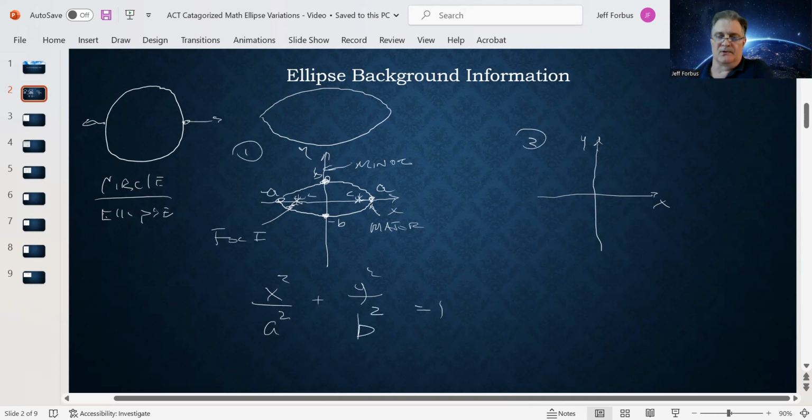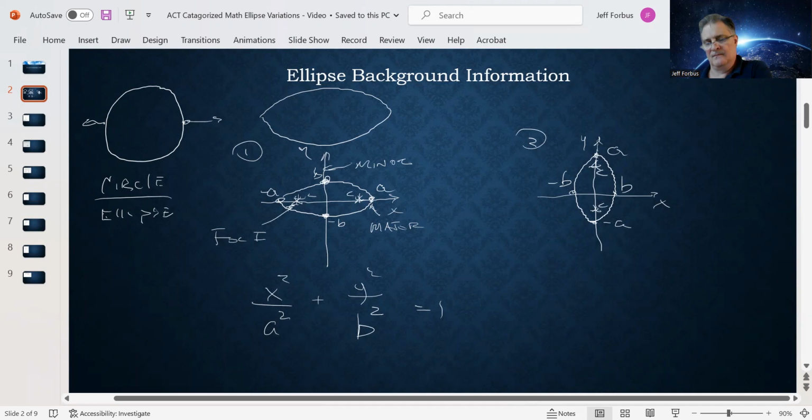Now what I'm going to do is I'm going to draw just the opposite on figure 2. All right, here's our a, here's our minus a, here's our b, here's our minus b, and our foci will be like right about here. Okay, so that'll be our c and c.